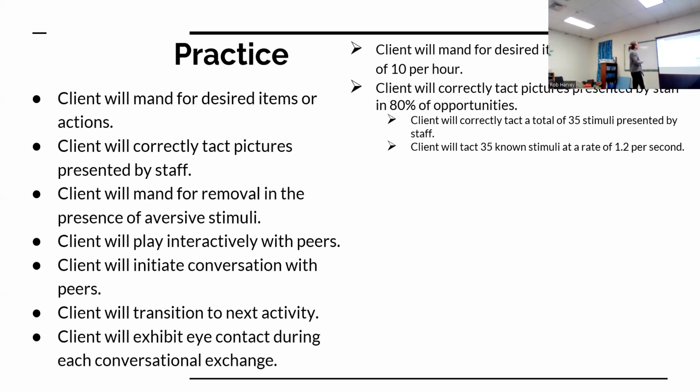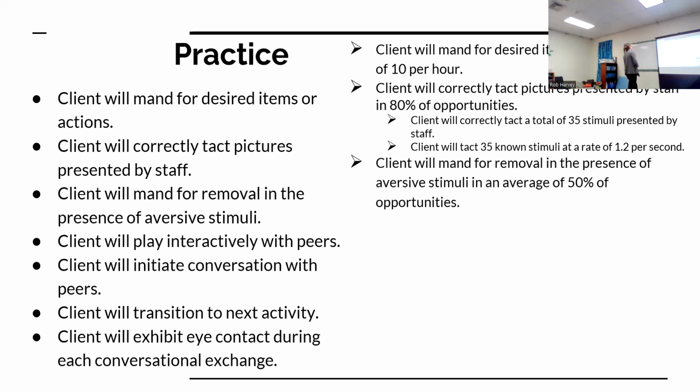Client will demand for removal in the presence of aversive stimuli. Percent of opportunities. That's what I would use because the behavior is relevant to how many times the opportunities occurred, right? If I just know how many times the behavior happened, it could be that they did it 5 times and had 10 opportunities to demand, or that they did it 5 times and had 25 opportunities, and those are very different representations of how close we are to mastery.